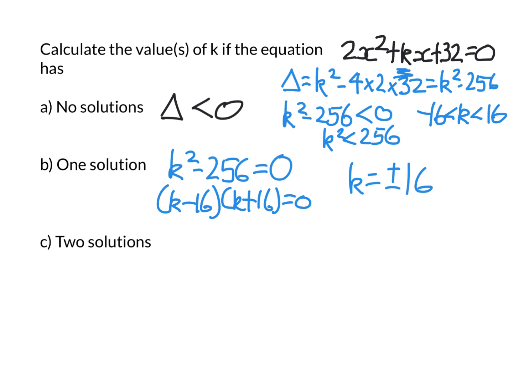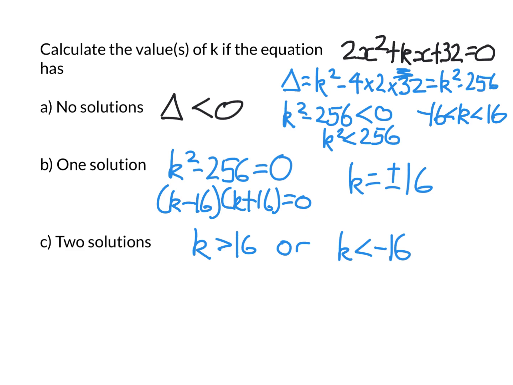What about for this to have two solutions? Well, let's not reinvent the wheel. We know that there are no solutions if k is between negative 16 and 16. We know it has one solution if it equals either of those numbers. So the only other option is if k is greater than 16 or less than negative 16. We can get this answer just from the other two.